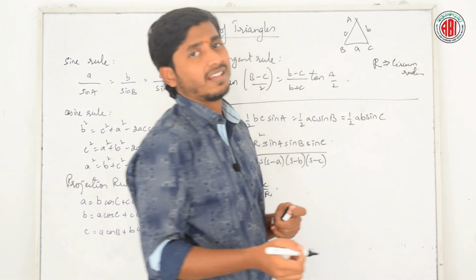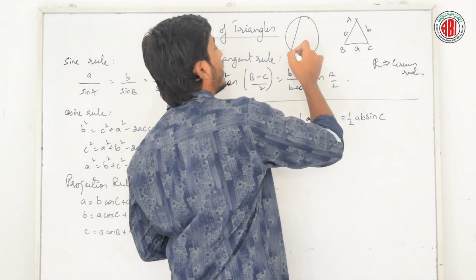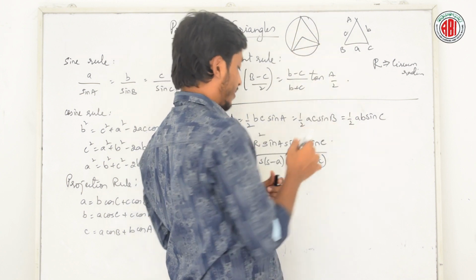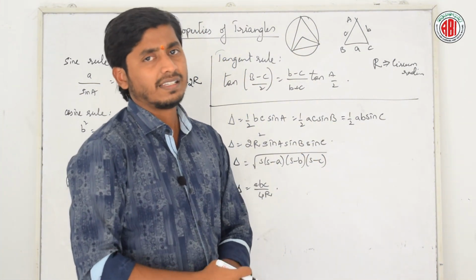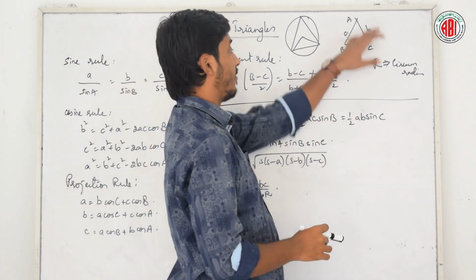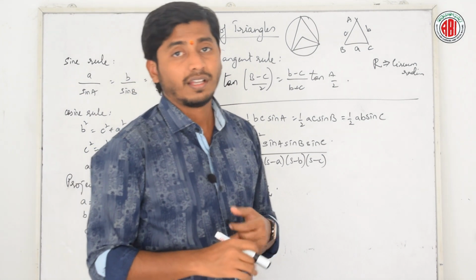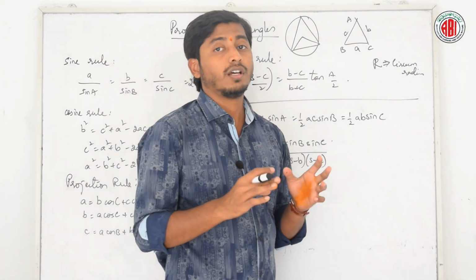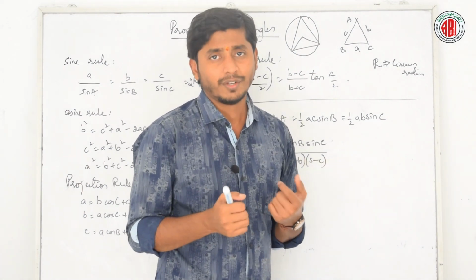What is circumradius? For example, if my circle is a circumcircle of this triangle, then the radius with which the circle is made, that is nothing but my circumradius. Is it clear? Based on these different parameters, we are going to define different rules. Based on these rules, we are going to solve and learn more and more properties of the triangles, how to solve it, what to do.